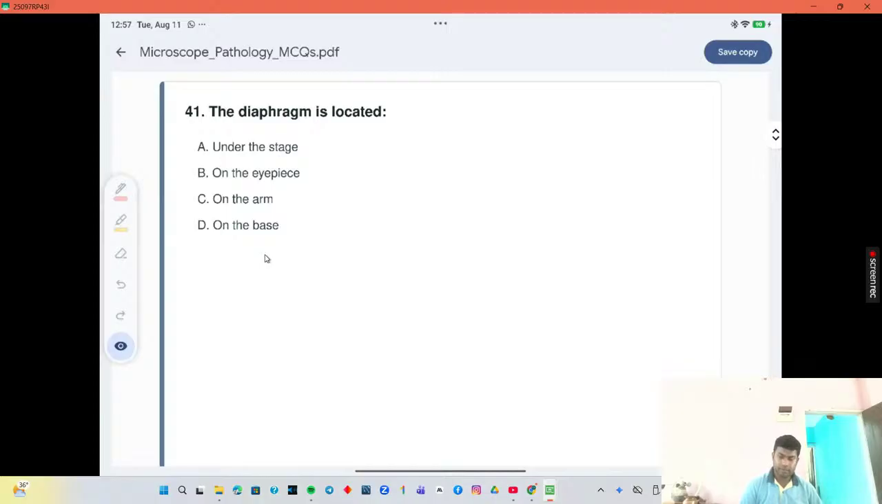And the last question for this session is, the diaphragm is located? So the diaphragm is located under the stage.